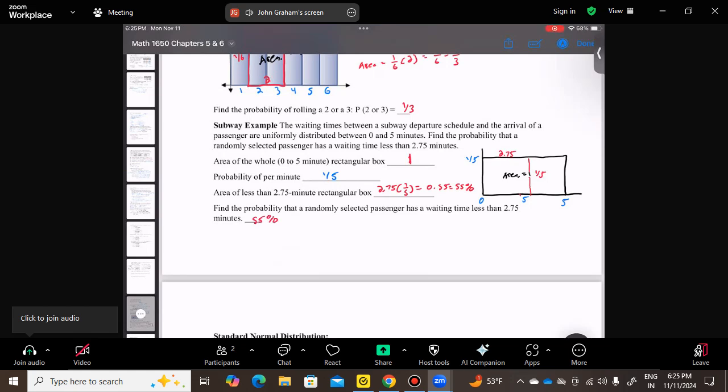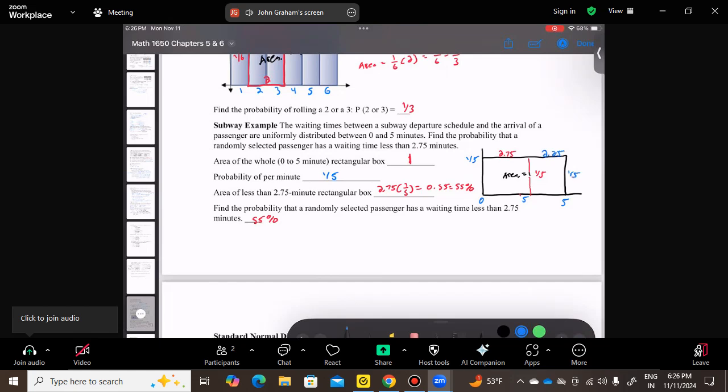With continuous, you're going to see it's either the probability of less than a value or greater than a value, or we'll get into the probability between two different values. So if we want the probability of a wait time higher than 2.75 minutes, it's just the opposite. If that is 2.75, this is 2.25. Again, times 1/5, you end up with 0.45.